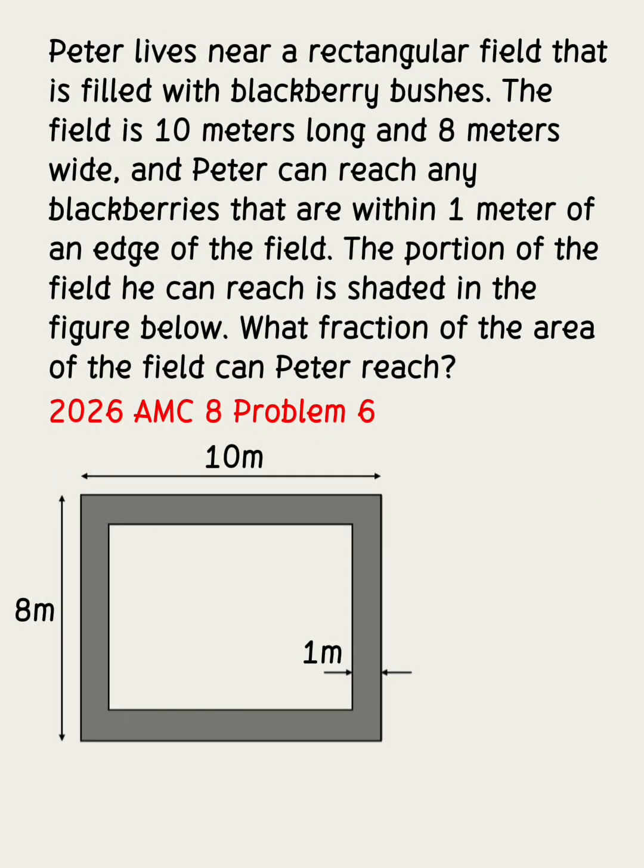As shown, the question asks what fraction of the entire field Peter can reach to pick blackberries. The reachable area is shaded. Calculating the shaded area directly is easy to get wrong. Subtraction is better.